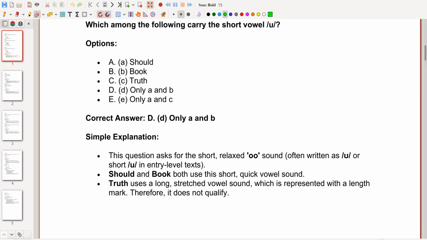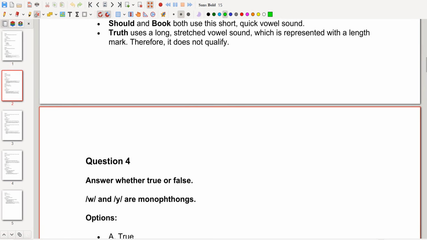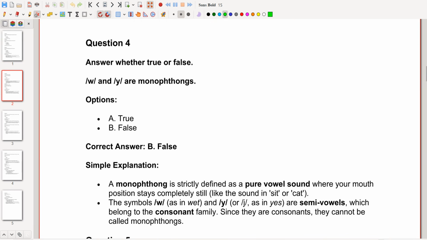Okay, we are looking for the short vowel oo sound. Should is a short vowel U sound. Book is a short vowel U sound. On the other hand, truth, we are going to pronounce this as truth. It is prolonging the U sound. So it is a long vowel. It will not come under short vowel. So other than option C, the other two options are correct. So my answer is only A and B, which is option D. Okay, now let's move on to the fourth question.